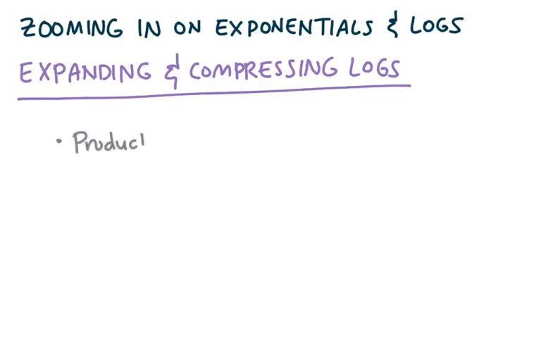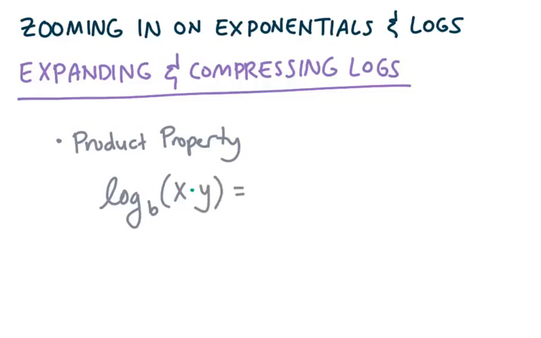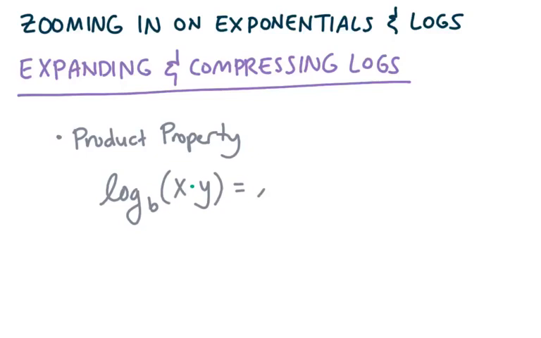Let's begin with something called the product property. What this property tells us is if we have a log of base b of a quantity x times y, so there's a product involved, hence the name, then we are able to break this up or separate it as two logarithms that are being added instead. So this would be the equivalent expression here on the right-hand side. And again, this property works from left to right or from right to left.